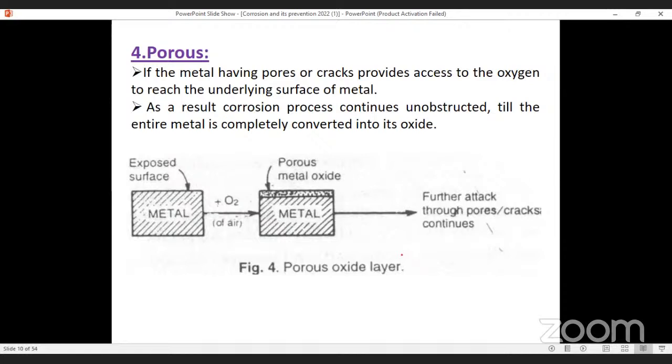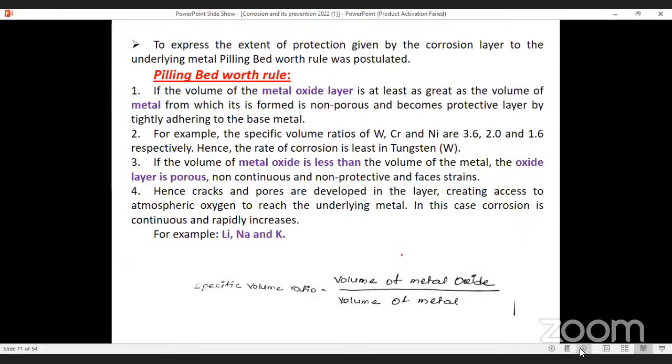These are the four types, so four different metal oxide formations are there. Except stable metal oxide, with any of the other metal oxide formations the metal will undergo decay, right? This is the process of oxidative corrosion or dry corrosion. Is it clear?